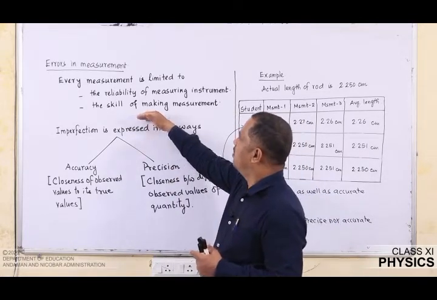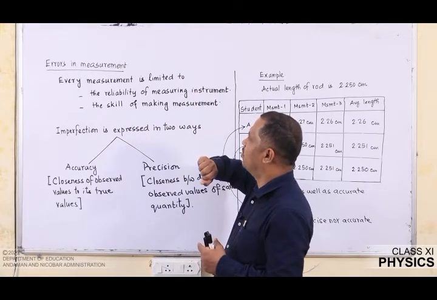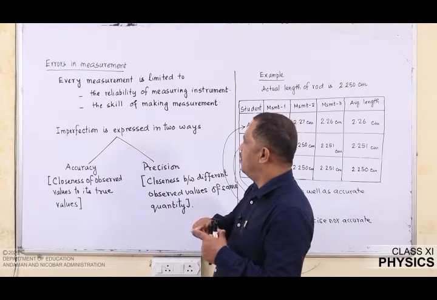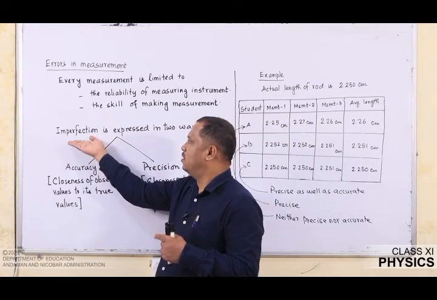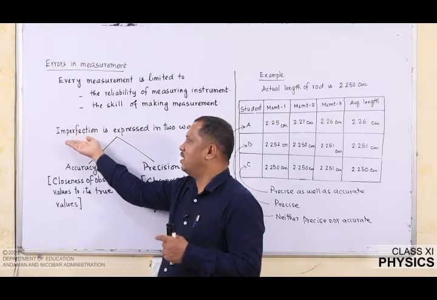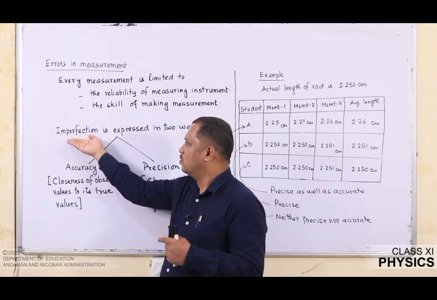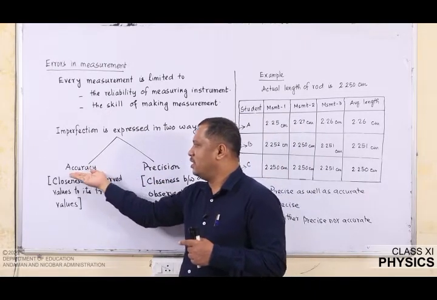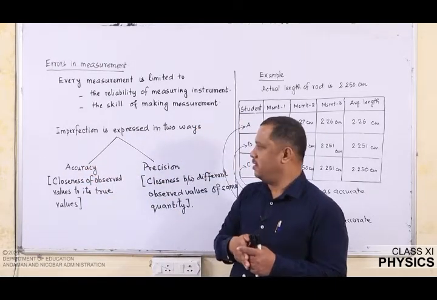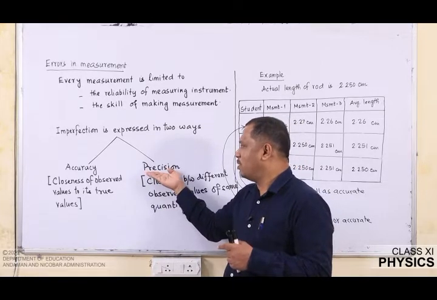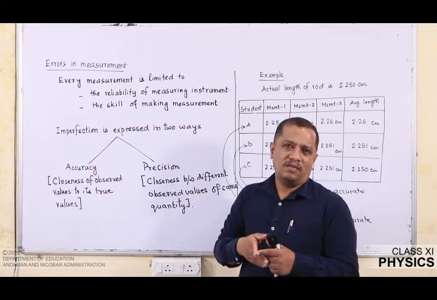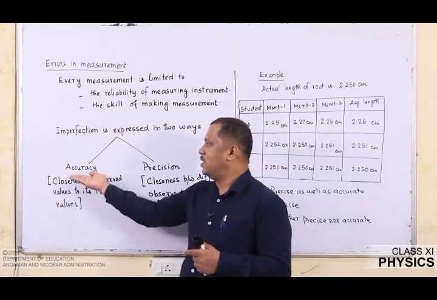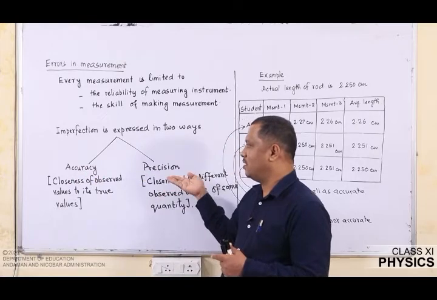If we understand that every measurement has some amount of error, how do we express it? Definitely we know that in the measurement there is a certain amount of imperfection. The imperfection is expressed in two ways. We say that the measurement is accurate, or we say the measurement is precise. So, in physical measurement, what do we actually mean by the terms accurate and precise?